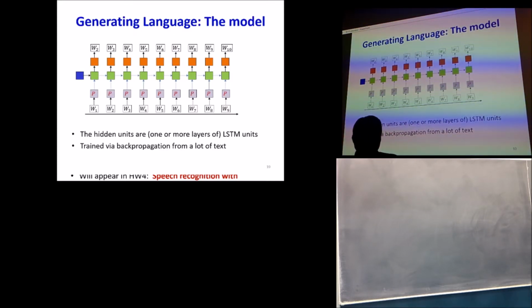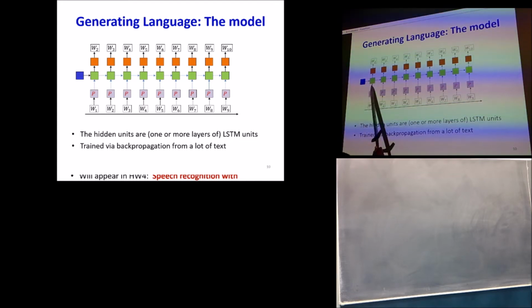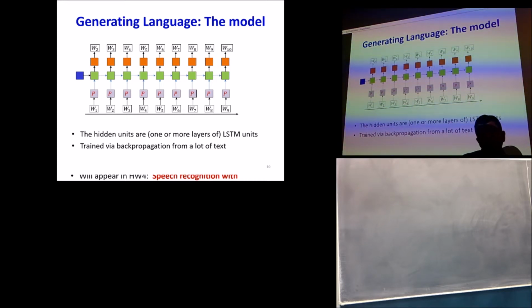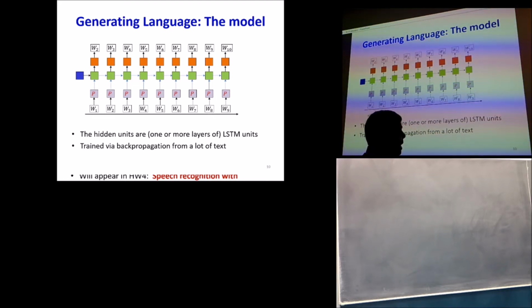Now, once such a model is trained, you can use it to generate text. Typically in these models, the hidden layers over here would be represented as one or more layers of LSTM units, LSTM cells. These are trained using backpropagation, using lots of training text.